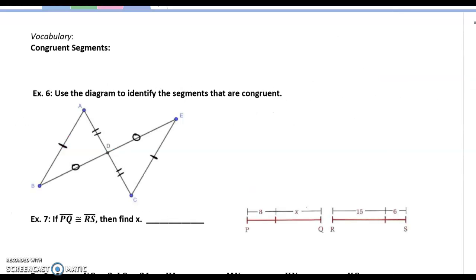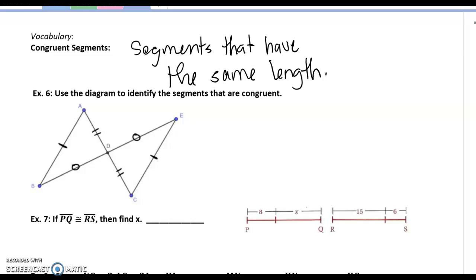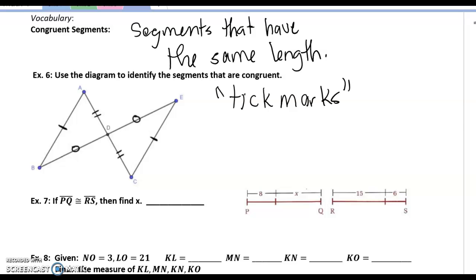All right, moving on to the next vocabulary phrase here, which is congruent segments. Congruent segments are segments that have the same length. Now, if you look at example number 6, you notice that this diagram has several different markings on it. These markings are called tick marks. These tick marks tell you which segments are congruent in the picture. All you have to do is match up the different markings.